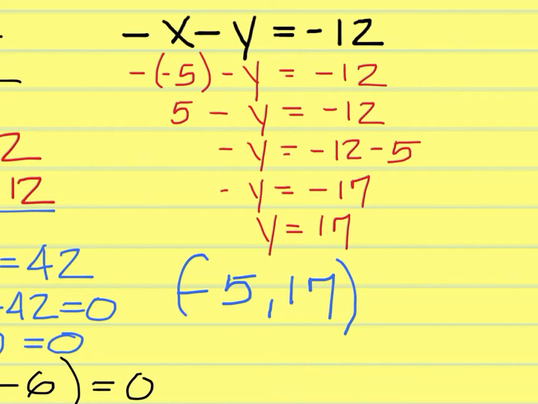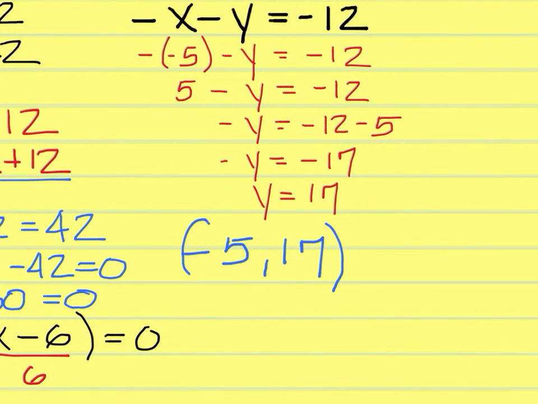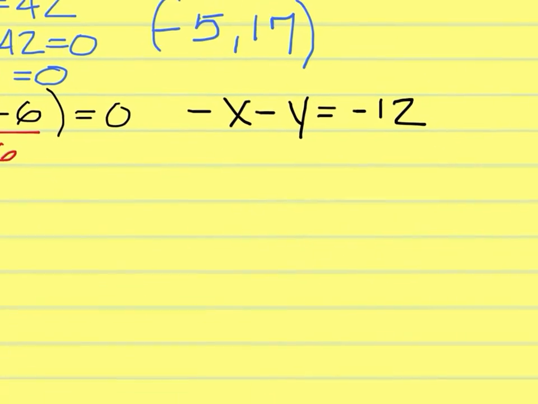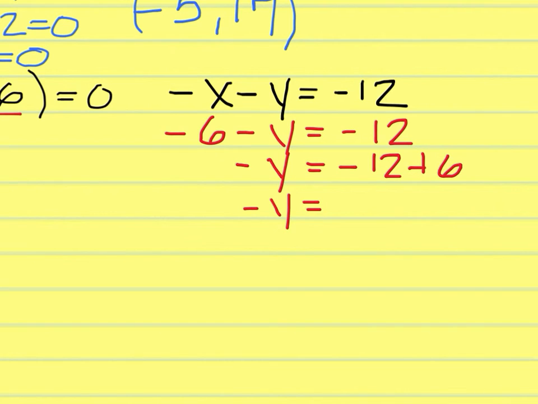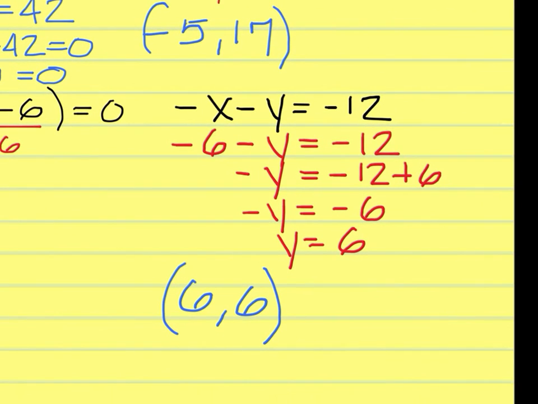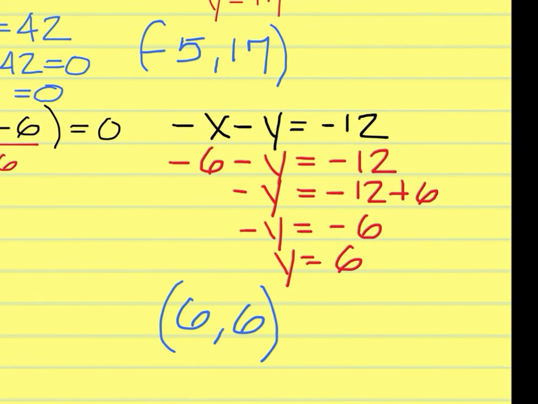But now I have to do this again. Negative x minus y equals negative 12, and I'm plugging in a 6. So negative 6 minus y equals negative 12. Move the minus 6 to the right. Simplify the right to get a negative 6 and divide by negative 1. I put in a 6 and came back with a 6. So you should have negative 5, 17 and 6, 6.